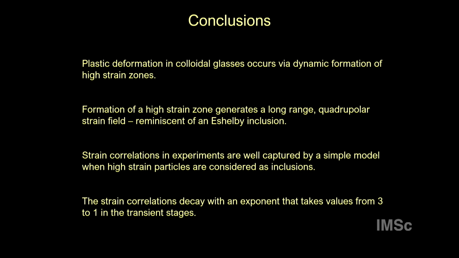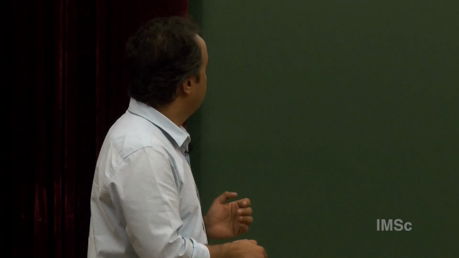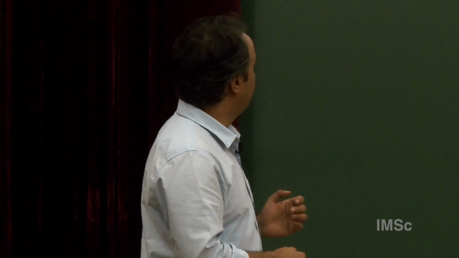The number of inclusions and how they are distributed in the space, that's what is going to determine how these strain correlations are going to decay. And we have shown that the exponent decays from 3 to 1 when we go from the linear regime to the steady state. Yeah, with this, I would like to thank you for your attention.